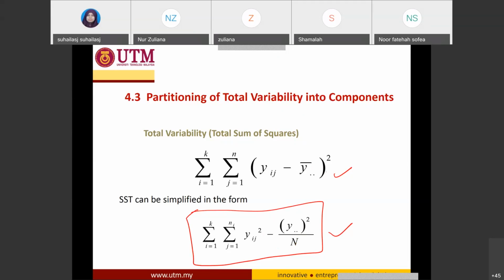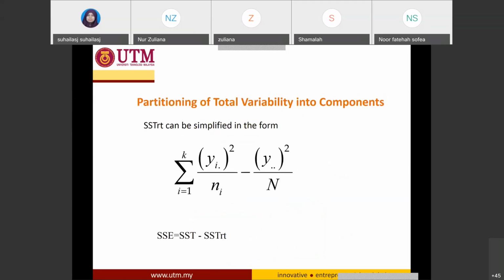Macam tadi tu, kita ada 4 treatment, your k is equal to 4. And then for each k, you have 6 observations. So all together is 24 observations. Okay, that is your sum square total. Okay, double summation Yij squared minus your grand total squared divided by capital N.